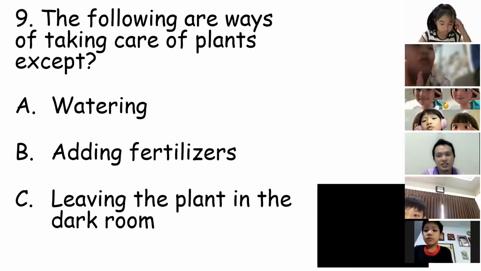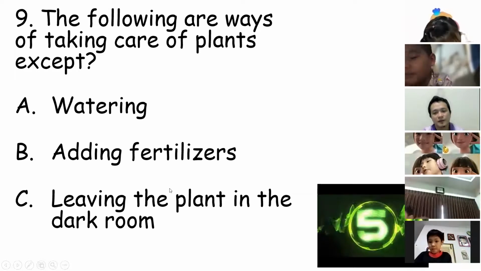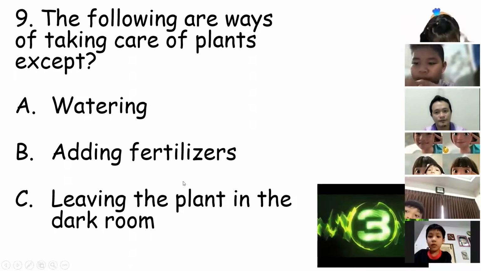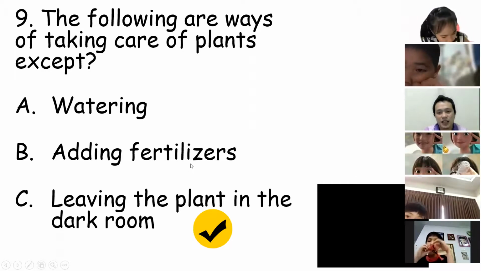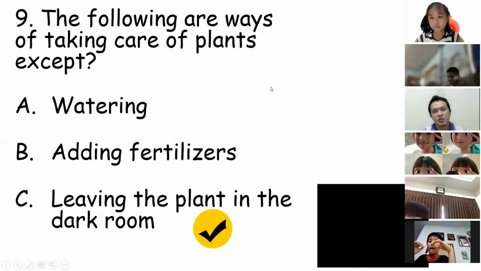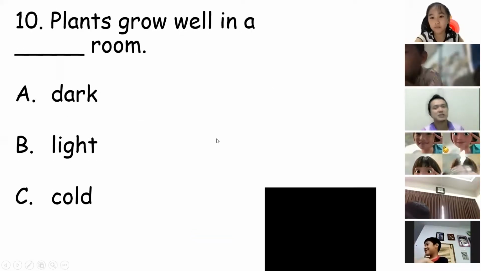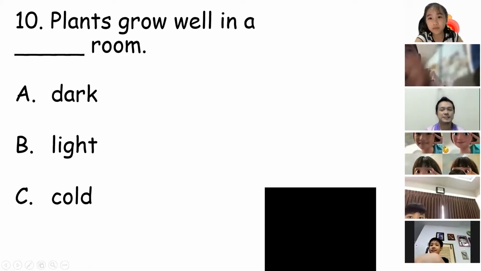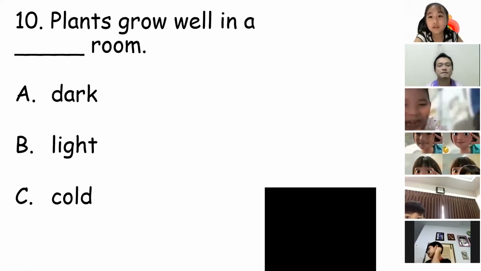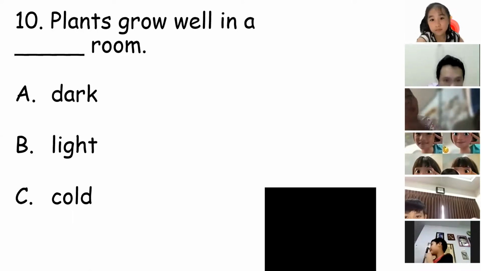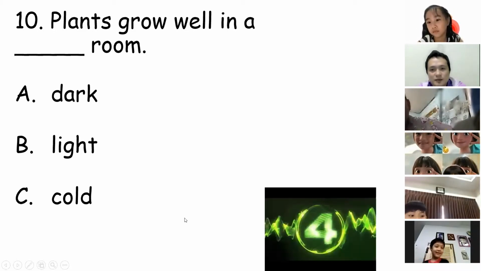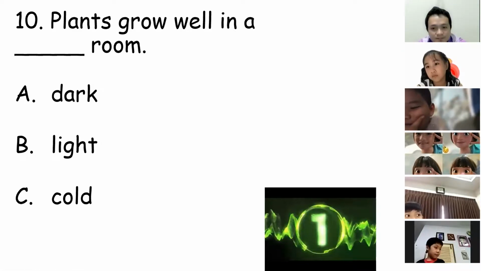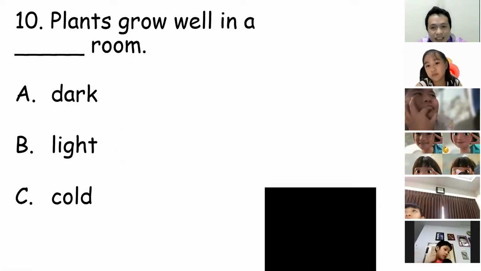Let's see if your answer is correct. 5, 4, 3, 2, 1. Okay, leaving the plants in the dark room is not good. Next, the last one we have Mirin, as I promised. So Mirin, this is for you. Plants grow well in a light room. Letter B. Let's see if your answer is correct. 5, 4, 3, 2, 1. And your answer is correct.